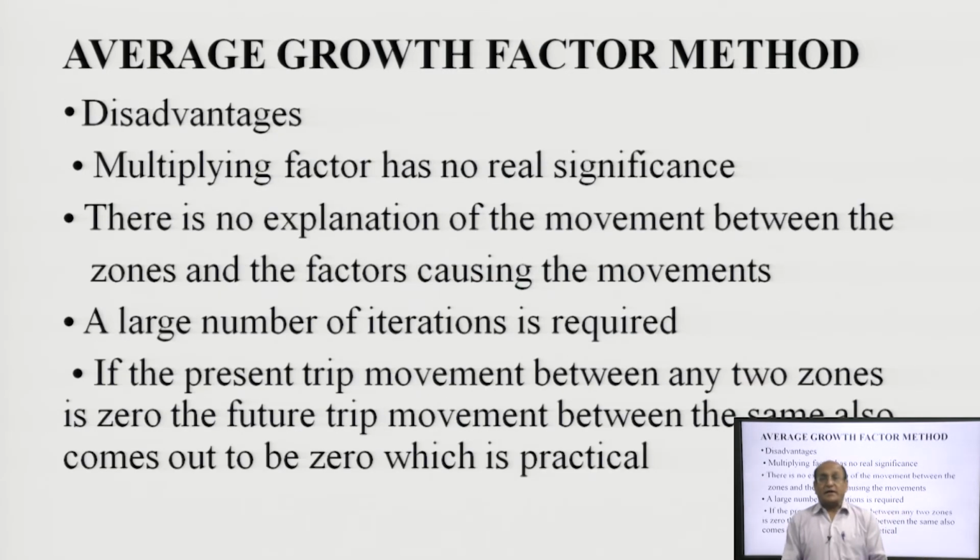Disadvantage of average growth factor method. The multiplying factor has no real significance. Second, there is no explanation for the movement between zones and the factors causing the movements. Next, a large number of iterations is required. Next, if the present trip movement between two zones is 0, the future trip movement between the same zones will also come out to be 0, which is practically impossible.